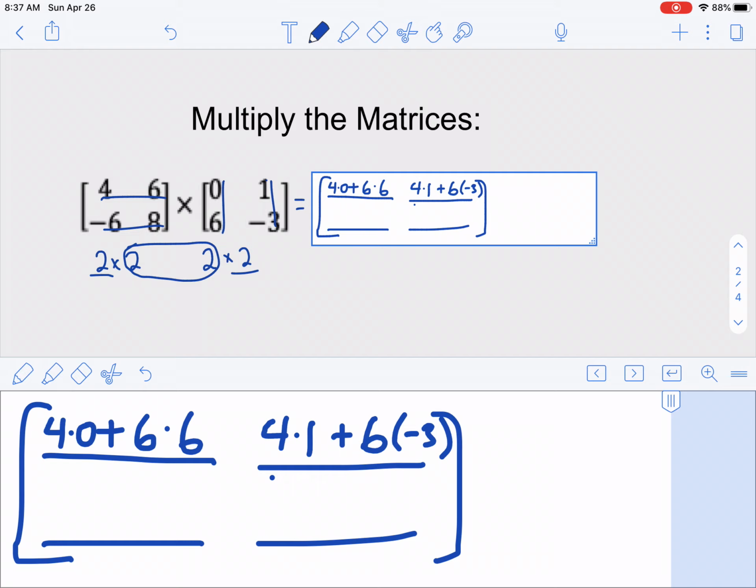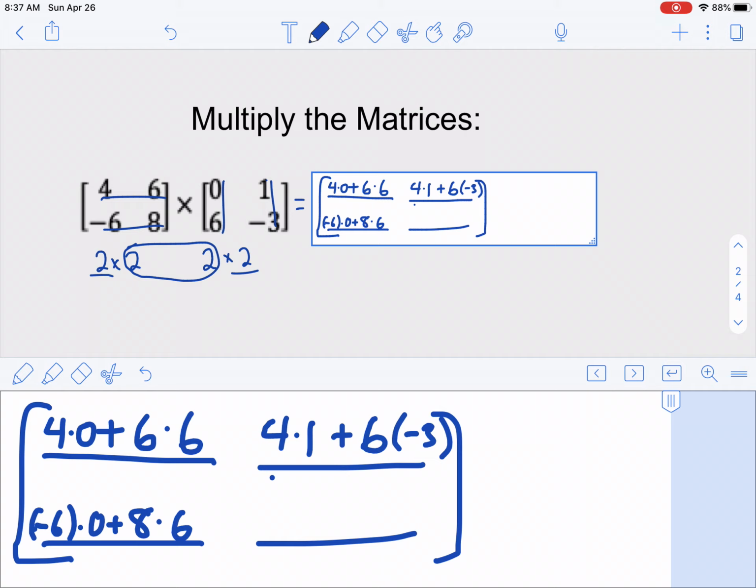Next, we have second row, first column. That's down here. Second row is negative 6 and 8. First column is 0 and 6. Add those together.